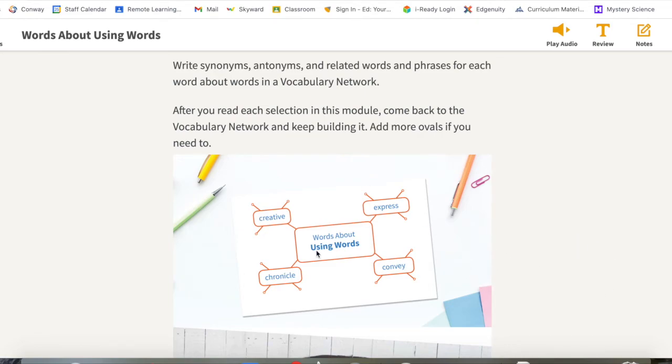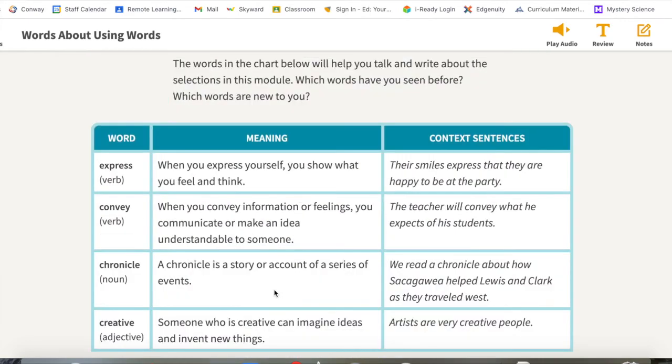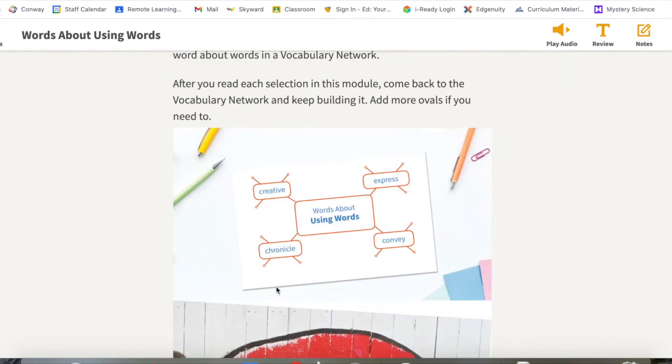So as I work on this, for example, on chronicle, in one of those bubbles, I might write the word story, because a chronicle is a kind of story. It's a story about a series of events. I might put an example sentence off of another bubble. You can add more bubbles if you need to.